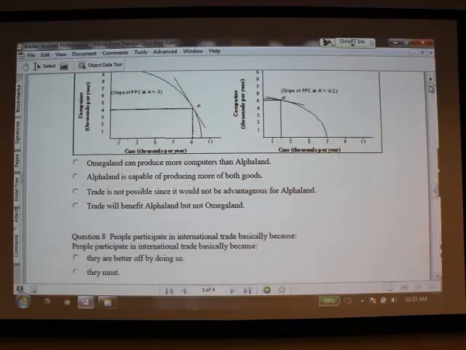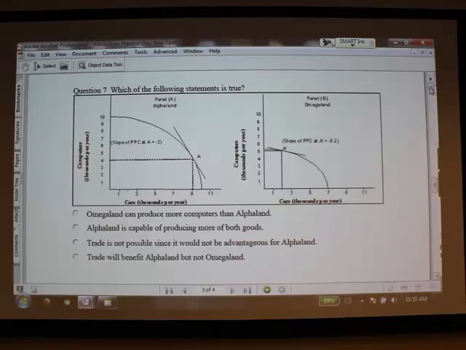Question 7. Which of the following is true? Omega Land can produce more computers than Alpha Land. Well, Omega Land can produce, it looks like, 6 computers, whereas Alpha Land can produce 10 computers. So this is not true. Alpha Land is capable of producing more of both goods. Well, we already saw they're able to produce more computers. Can they produce more cars? Well, here we're talking about 10 versus 7. So yes, this is true.